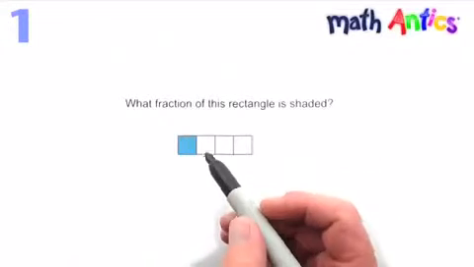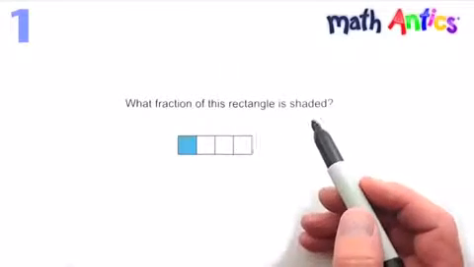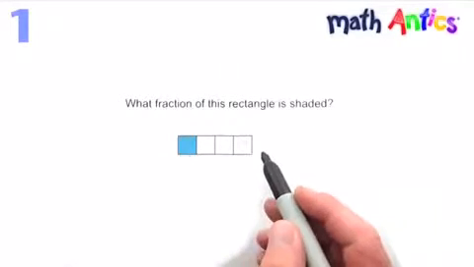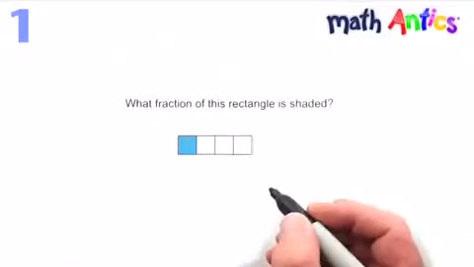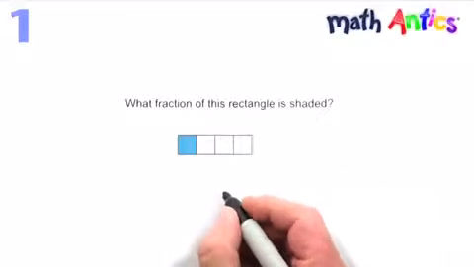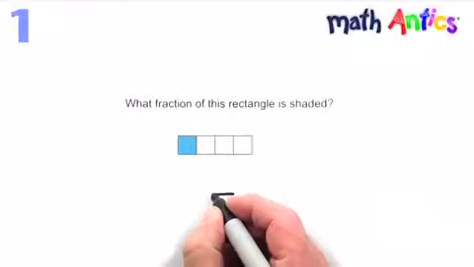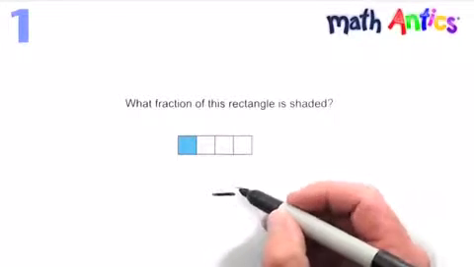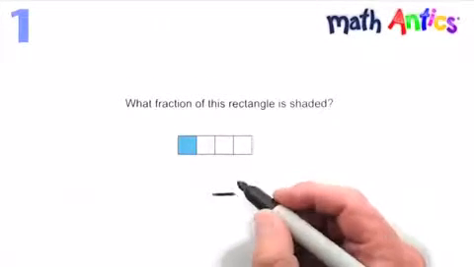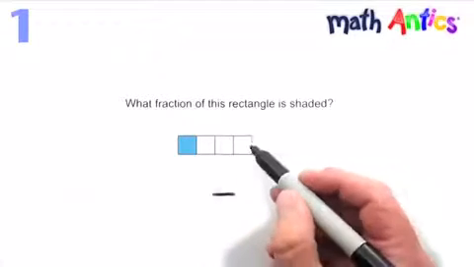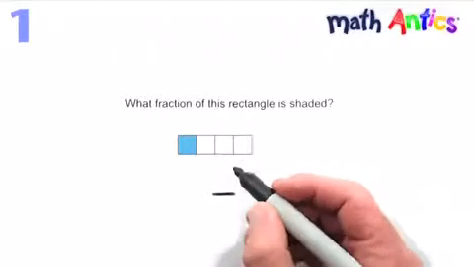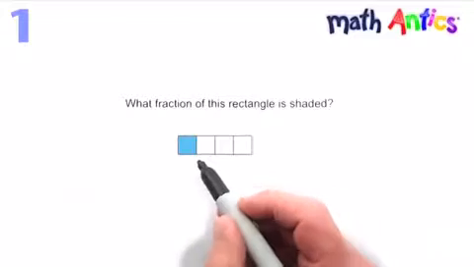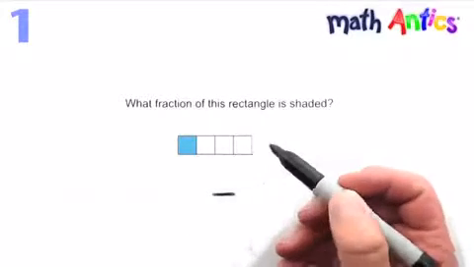Our first problem asks, what fraction of this rectangle is shaded? And shows us a diagram right here. So what we need to do is we know this is going to be a fraction, so let's start with our fraction line. And there's two parts to a fraction. There's the top number and the bottom number, so we need to figure those out. Now, when fractions are used to represent parts of an object, the bottom number tells us how many parts that object's divided up into. So let's count those.